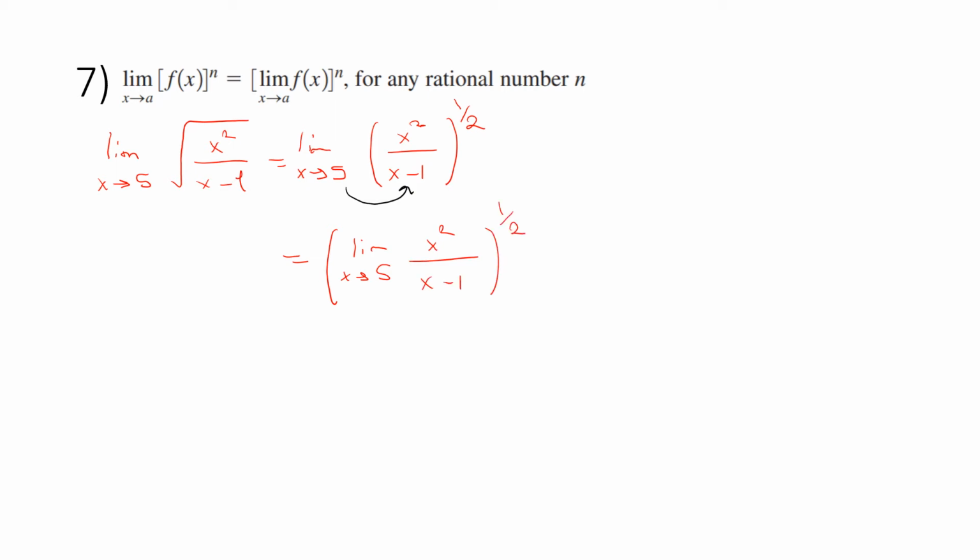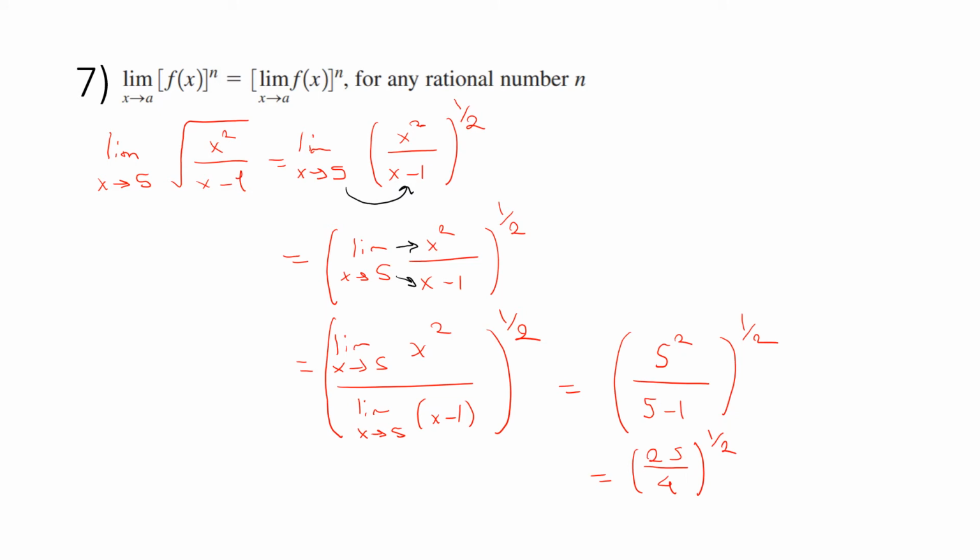And here I can actually use my other property, where I can distribute the limit to the numerator and the denominator and solve it from there. So if I do that, I will get the limit as x approaches 5, and don't forget it's in a bracket, of x squared, over the limit as x approaches 5 of x minus 1, all to the power of 1 over 2. And if I plug in 5 for my x values, I would get 5 squared and 5 minus 1. So my number would be 25 over 4.